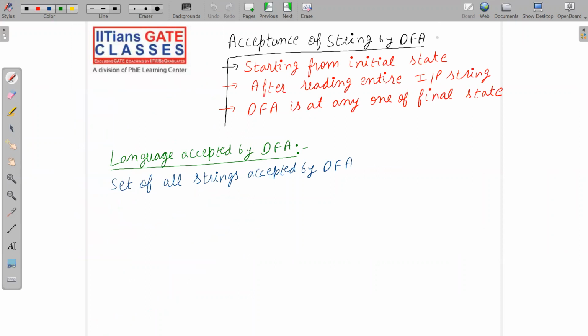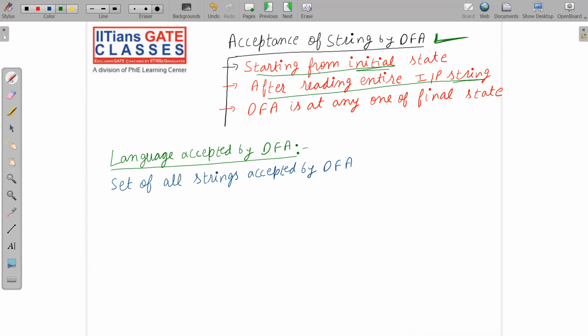Next is language accepted by DFA. This term is very important, and it will be used in the entire subject. Oh, sorry, this is not language, this is string. String accepted by DFA. So this is acceptance of a string by DFA.